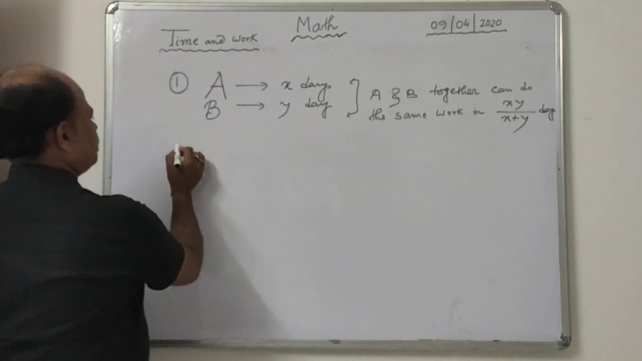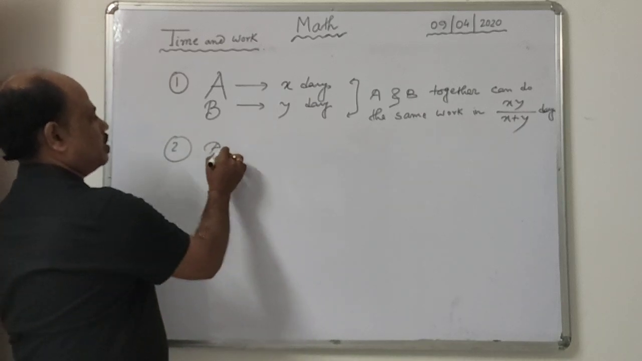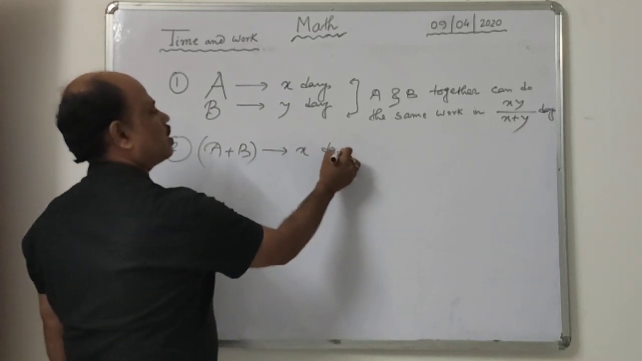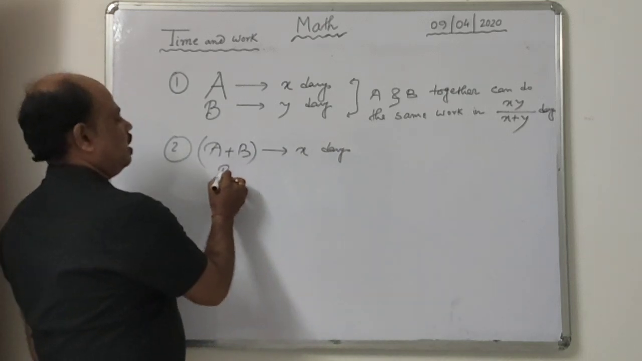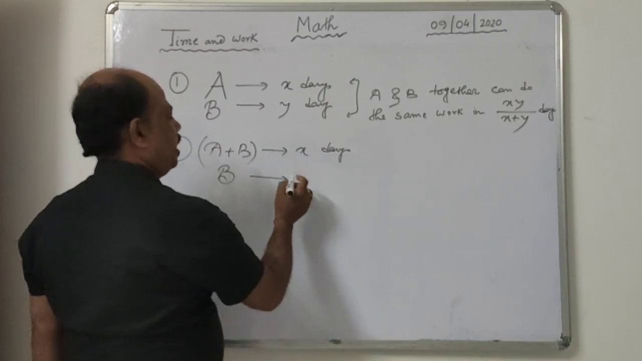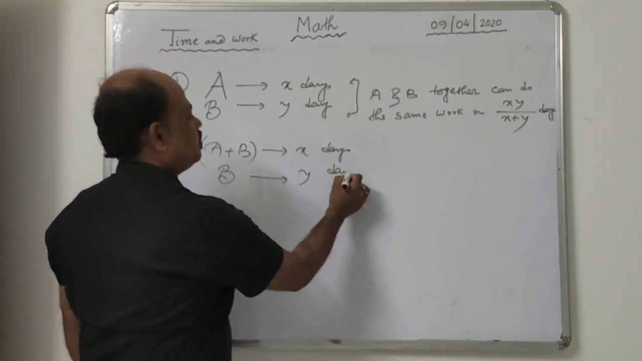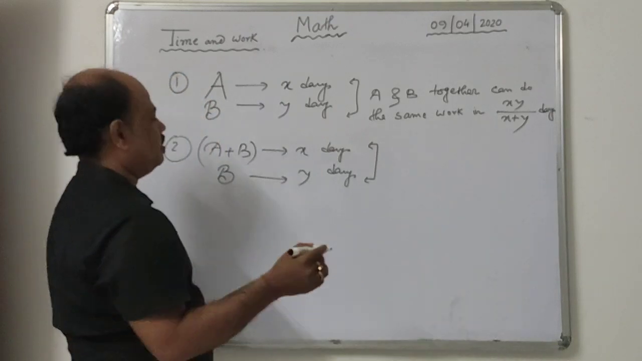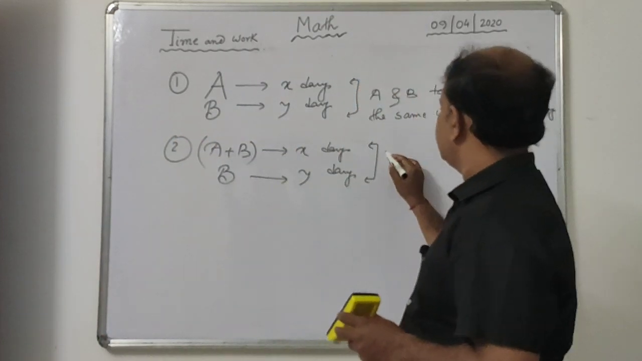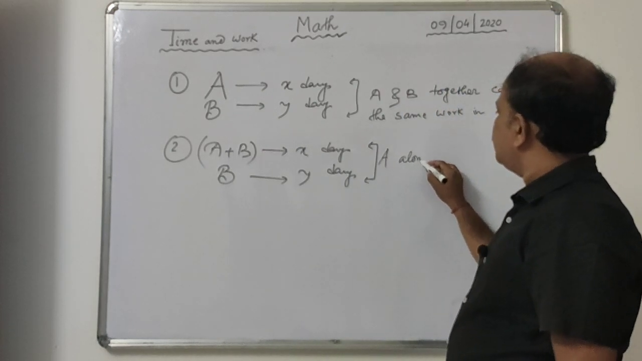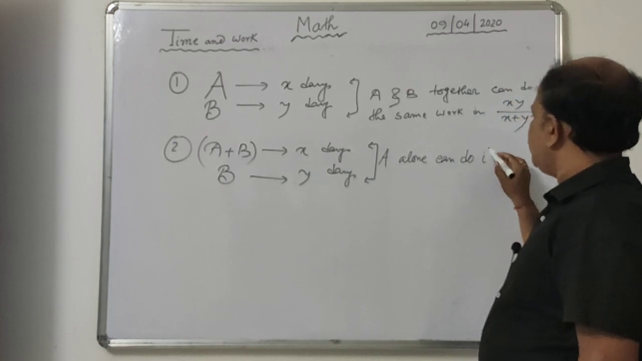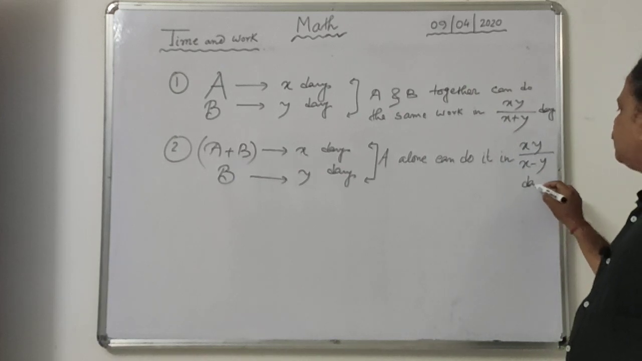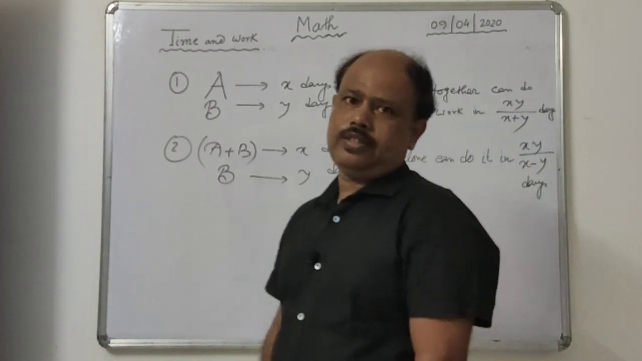And look, second. A plus B together can do a work in x days, and B, another man alone, can do the same work in y days, then A alone can do it in xy by x minus y days.